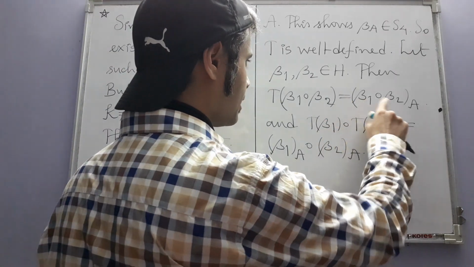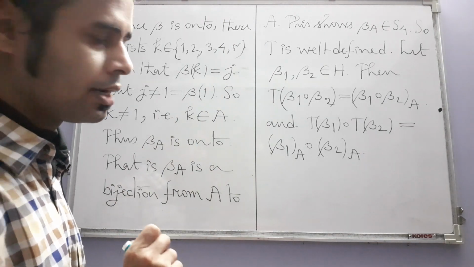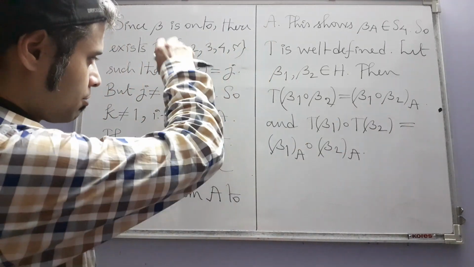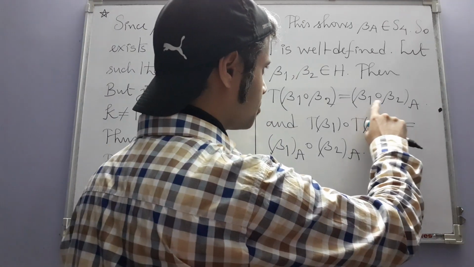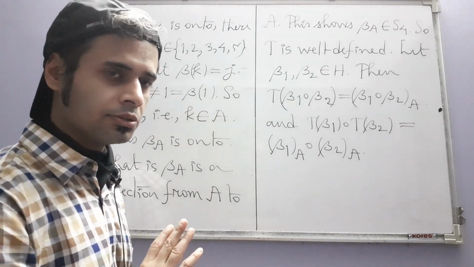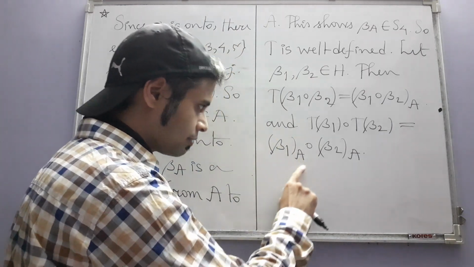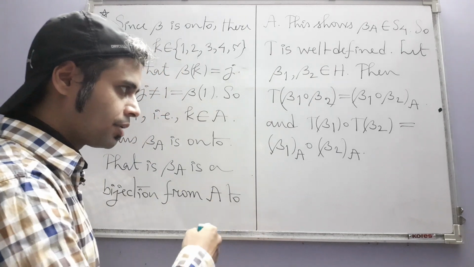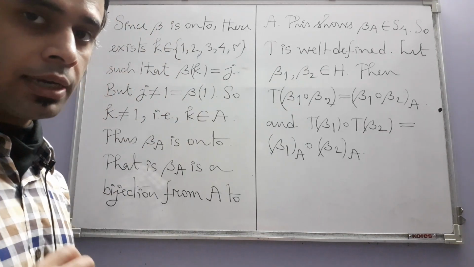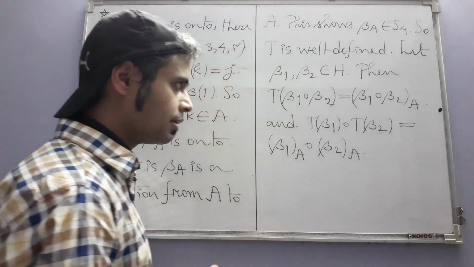You see, just like beta 1 and beta 2 are permutations originally coming from S5, beta 1 composition beta 2 is also a permutation in S5. So just now all these things that we have shown prove that this restriction is a function from A to A, and not just that, it's a bijection from A to A. Similarly, beta 1 coming from S5 gives us the fact that this restriction alone is a map from A to A, and so is this. So their composition naturally is also a function from A to A. So now we just need to see that they give us the same output for a given input from A.